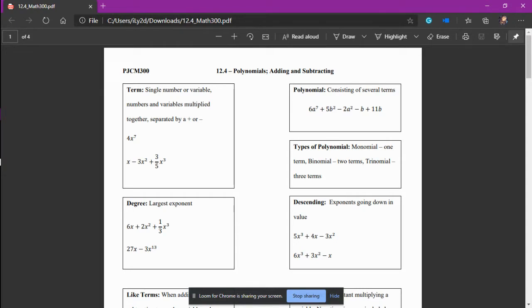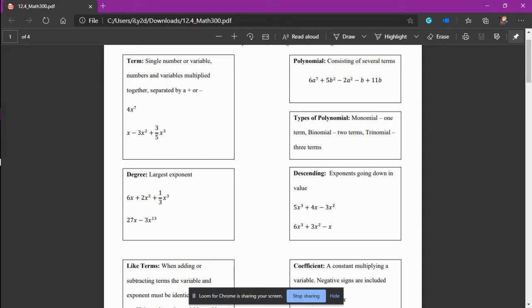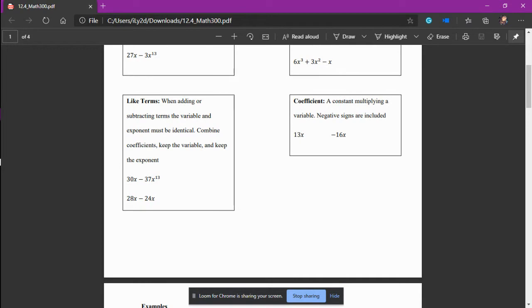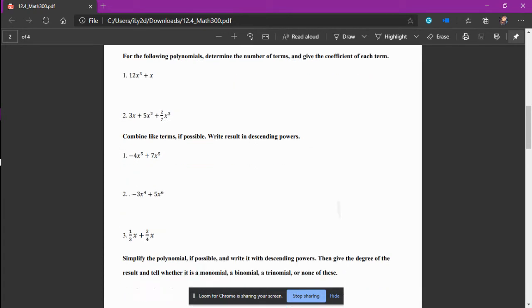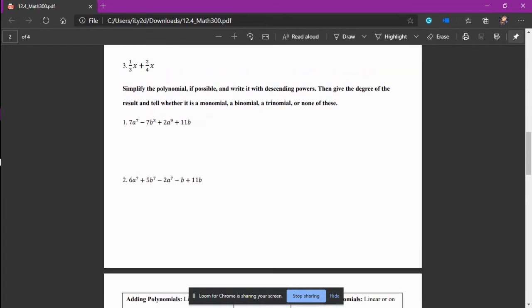Okay, so it's 12.4, polynomials. We did some defining of the different parts of a polynomial, and I'm trying to remember where we left off. I'll find it. So just to recap, a term could be a single number or variable, or like 2x, a term with a number multiplying a variable. Polynomials just consist of multiple terms: monomial is 1 term, binomial 2 terms, trinomial 3 terms. Like terms have to be exactly the same in order to combine anything. We had done those. Okay, I think this is where we were, right here.